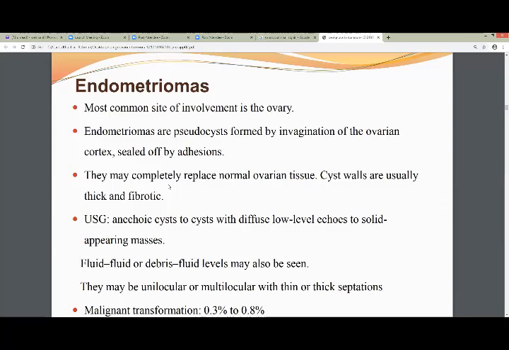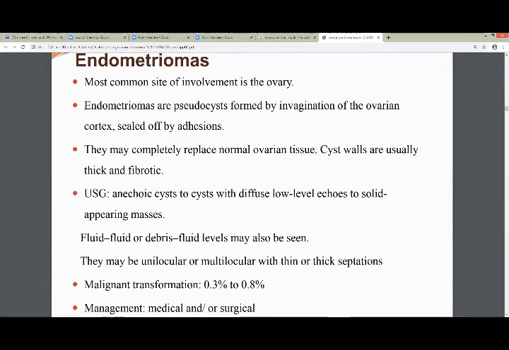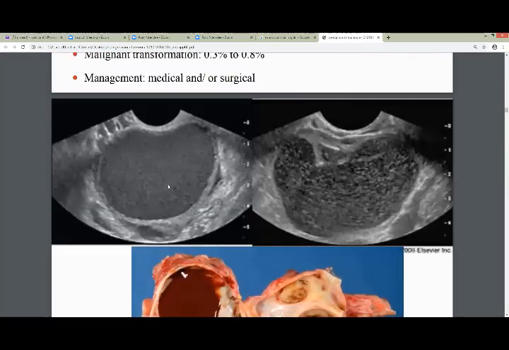Cyst walls are usually thick and fibrotic, and the ultrasound scan shows anechoic cysts, cysts with diffuse low-level echoes, to solid appearing masses. Fluid or debris fluid levels may also be seen. They may be unilocular or multilocular with thin or thick septations, and malignant transformation can be seen. This is known as ground glass appearance.